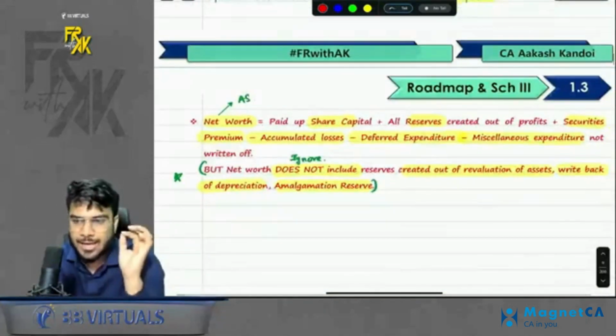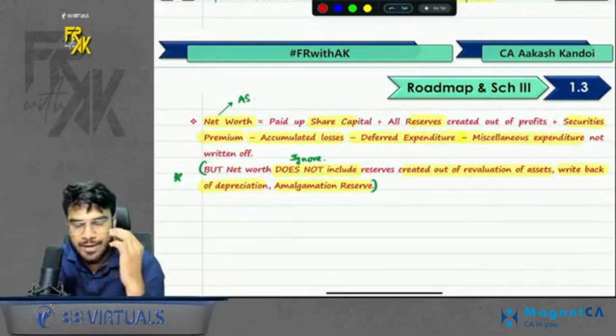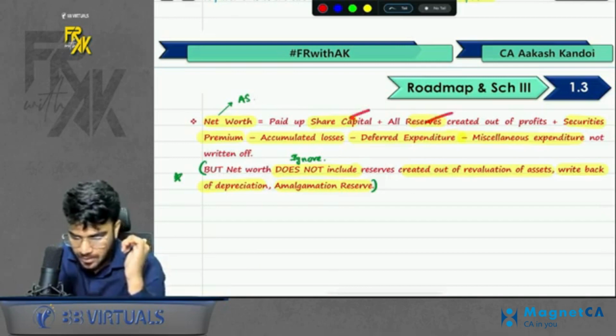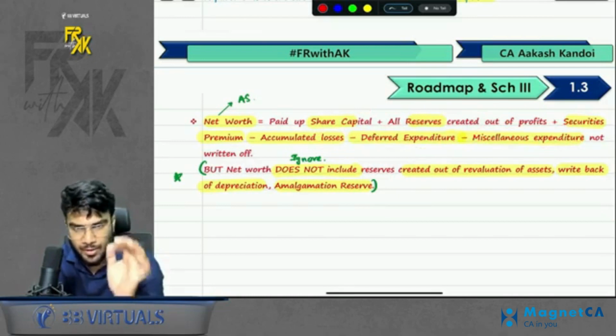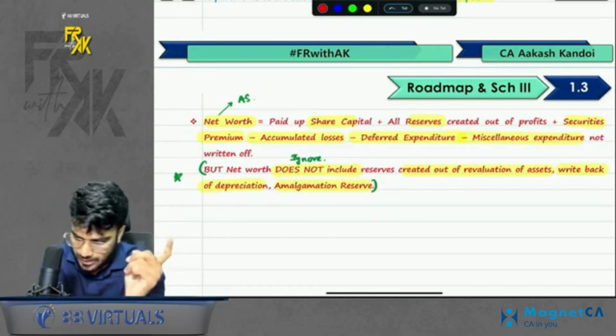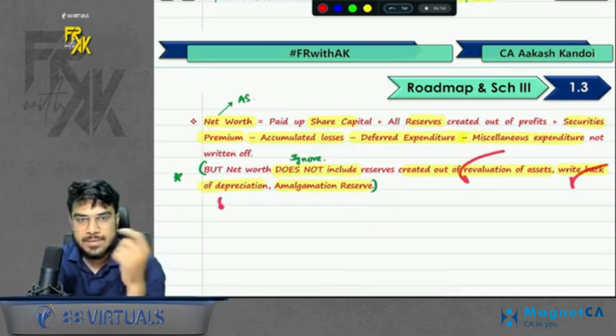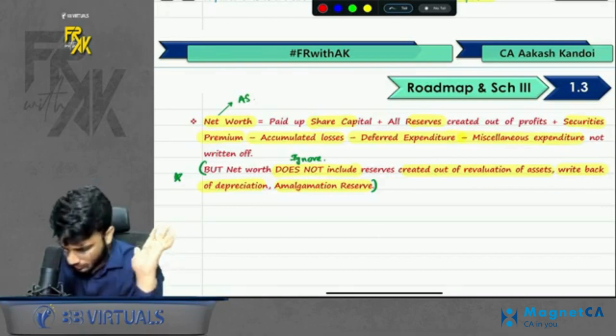Last but not the least, the last point is the discussion of calculation of net worth. What will net worth include? Capital, reserves, premium, less any negative reserve, less deferred expenditure, less miscellaneous expenditure not written off. But a few reserves are to be ignored. Which ones? Revaluation reserve, write back of depreciation, amalgamation reserve. These are reserves to be ignored. Don't consider these. Okay, sir.